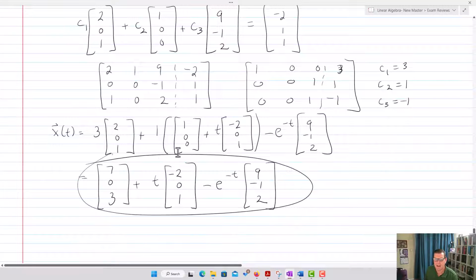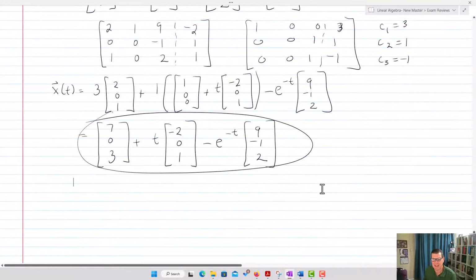In this case, we have a special case where we can actually combine some terms. We'll pretty much always have some cases where we can combine some terms, but this is one of those. So if you can combine your like vectors, go ahead and do that. But in this case, that completes our solution.